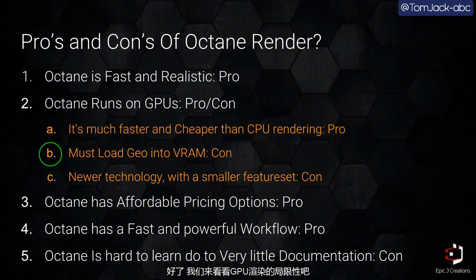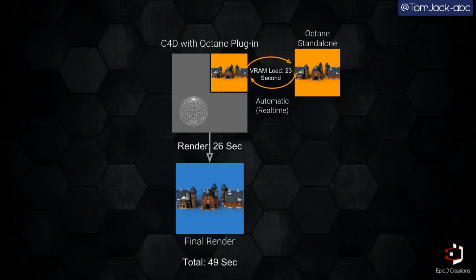Next up, let's talk about some cons. GPUs must load the geometry into VRAM. This is a con because when we take our scene in Octane, we must take that geometry and load it into the VRAM of our graphic card. Now this is loaded into our VRAM, brought into Octane standalone, and then rendered back over.